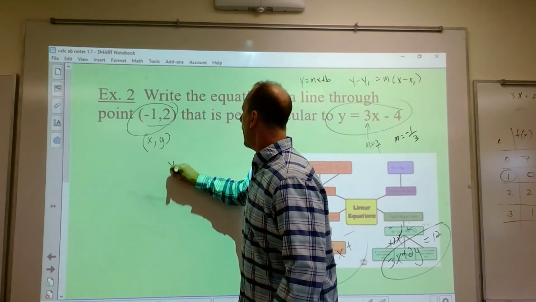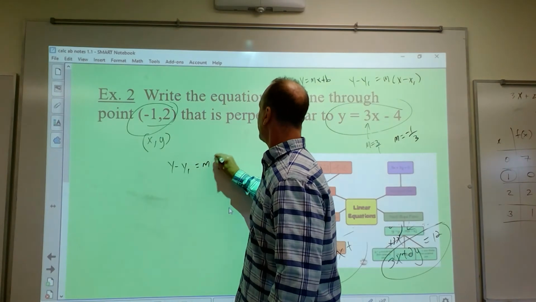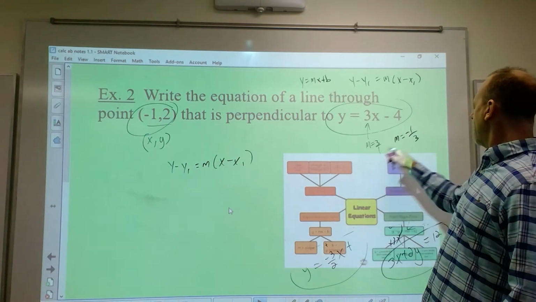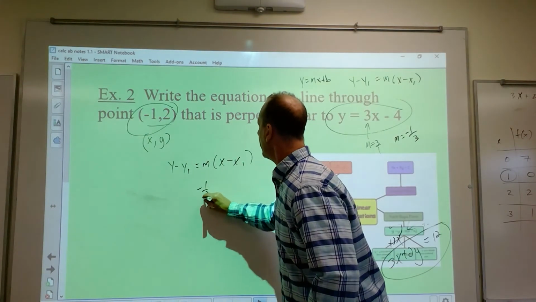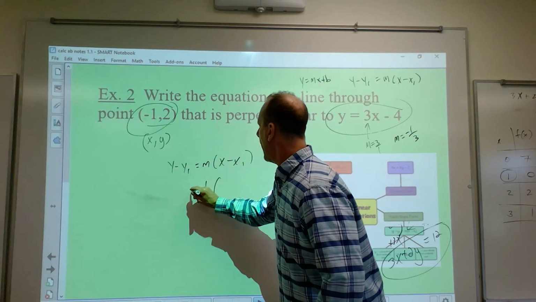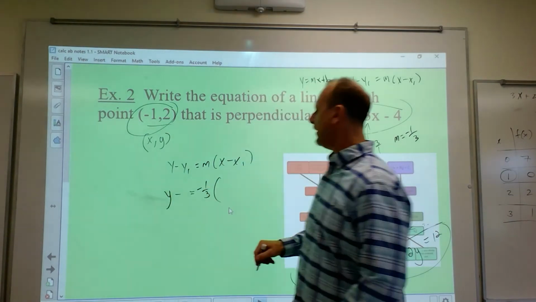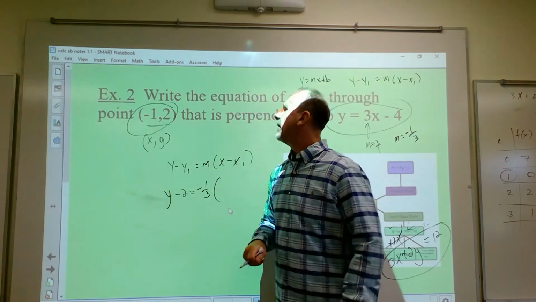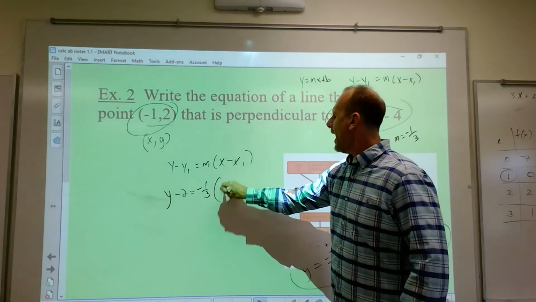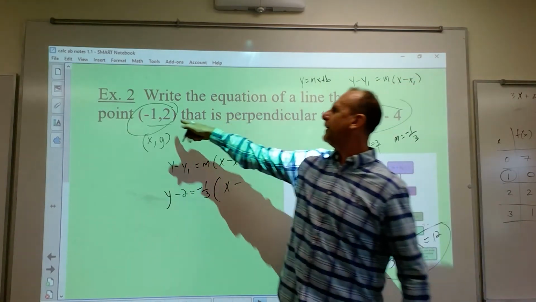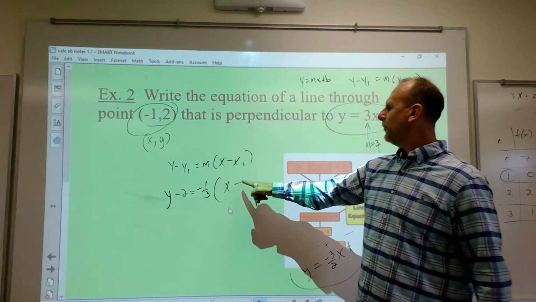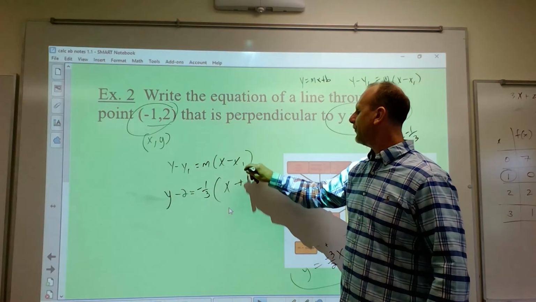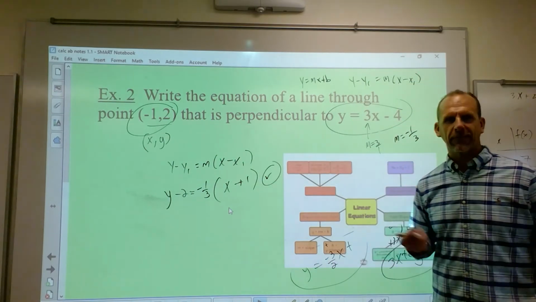So I would go y minus y1 equals m times x minus x1. My slope of my perpendicular line is negative 1/3. Y minus y1, where y1 is 2, the y coordinate is 2. And then it'd be x minus, what's the x coordinate? -1. So minus -1, which is really +1. There's your answer. That's it.